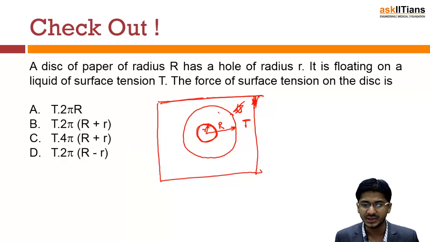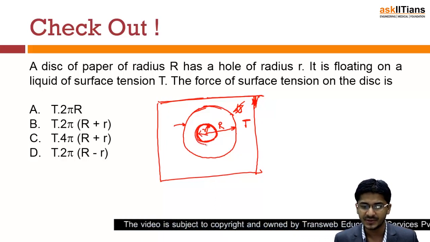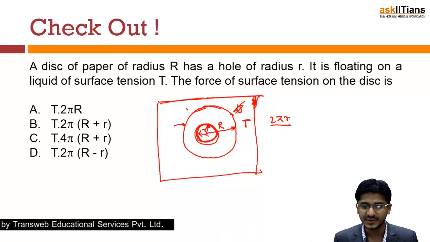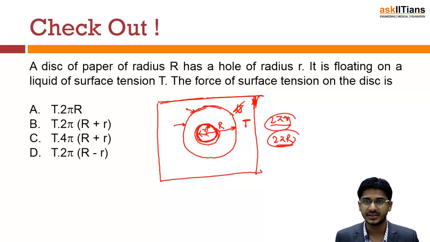So if you try to see here, what are the open surfaces that are in contact? Now if you see, this surface is in contact with the liquid, and then there is this surface that is also in contact with the liquid. Now what is the length of this surface? The length of this surface is 2 pi r, and the length of this surface is 2 pi capital R. Now along this length as well as this length there will be a force of surface tension.